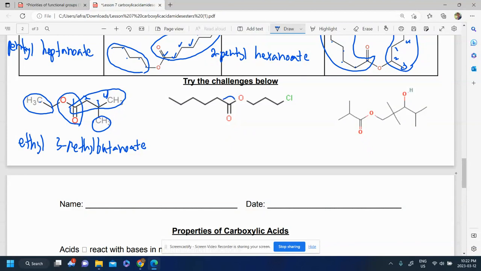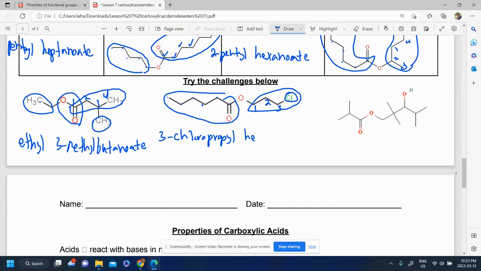All right, here's our carboxylic acid region over here. Here's our alcohol region. We have 1, 2, 3. Interesting. This time there's a chloro on it. So we now have to combine our knowledge here of substituents on the alkyl group. So we have 3-chloro, 1, 2, 3, propyl, and then 1, 2, 3, 4, 5, 6 hexanoate.